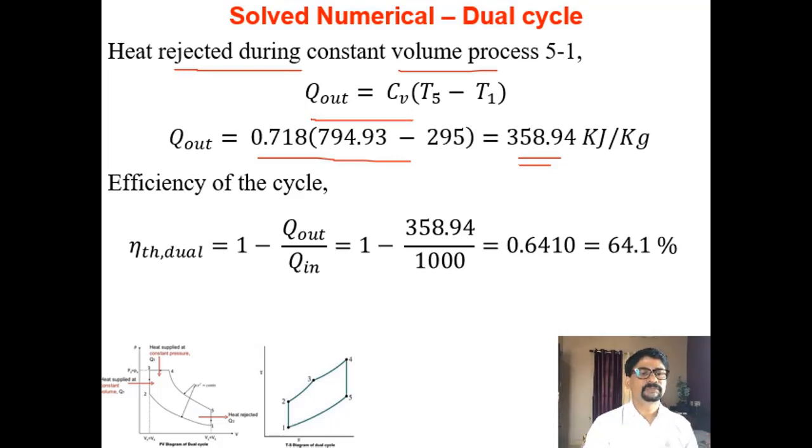Once you find Q in and Q out, you have the general expression for efficiency. Eta thermal dual is equal to 1 minus Q out by Q in, or Q in minus Q out by Q in, anything you can write. Substitute here, and you'll get it as 64.1%.